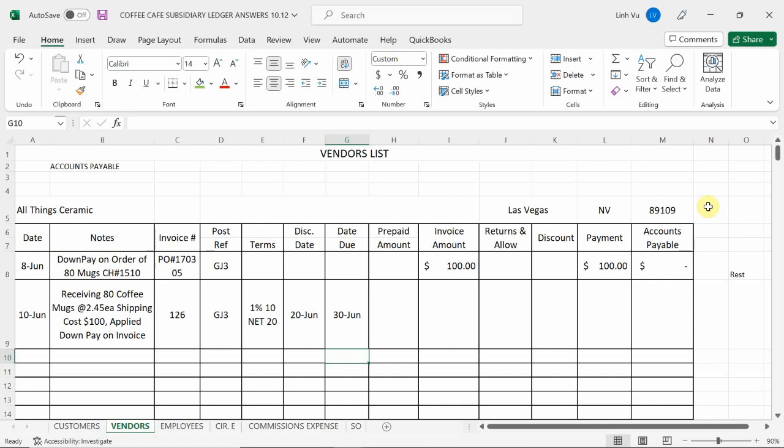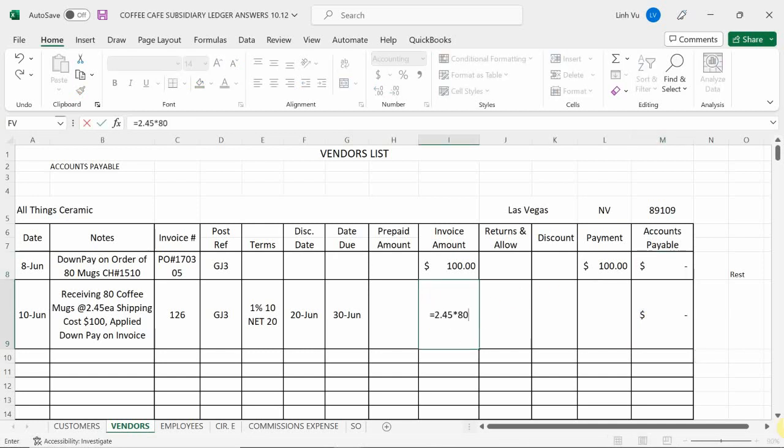Now, this is how I want you to plug in your worksheet, okay? So right now, what was my total invoice amount? What was my total invoice amount? Okay, it was $296, correct? Because the mugs were $2.45 each and we ordered 80, plus we had $100 worth of freight. So therefore, my original invoice amount was $296. But because I had a prepayment, right?